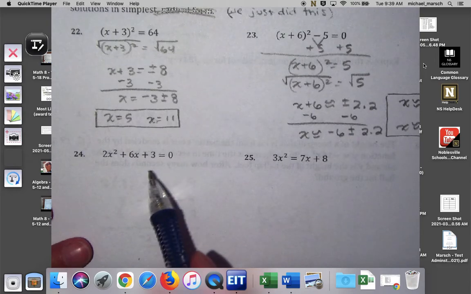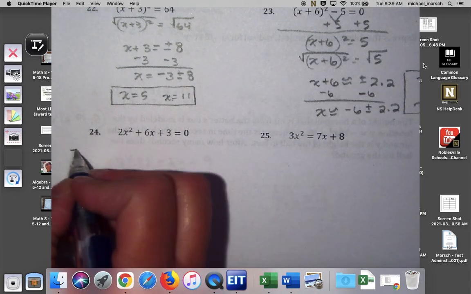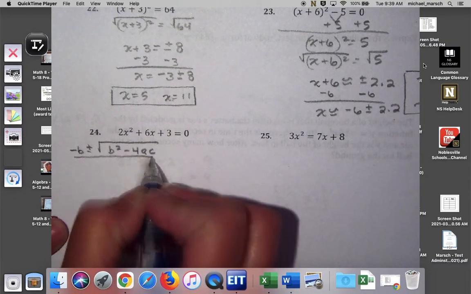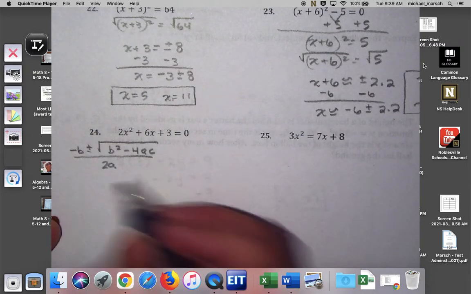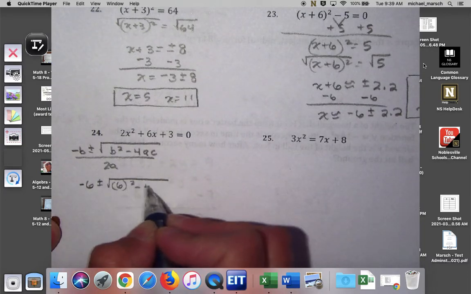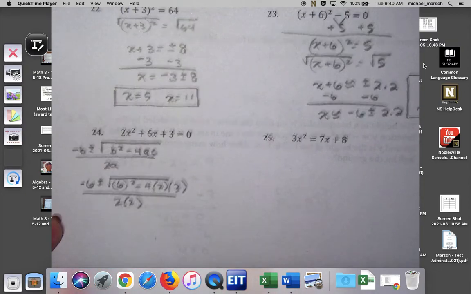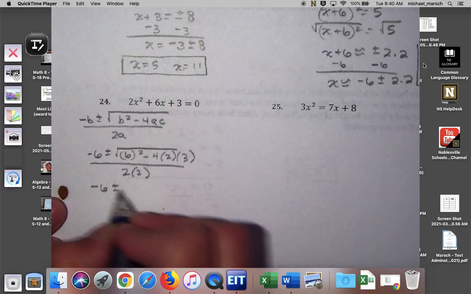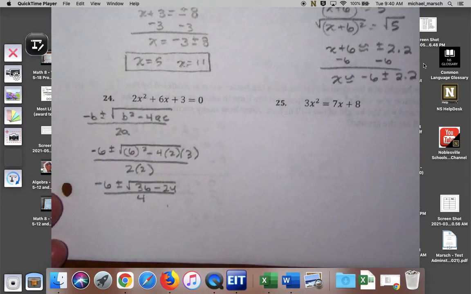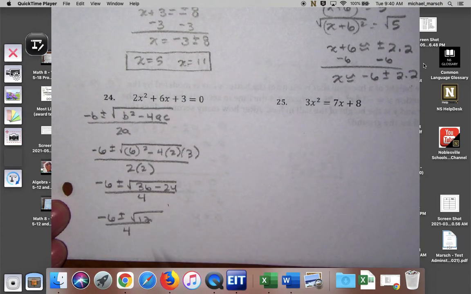All right, same thing over here. We're going to have to use the quadratic formula though. I know you're excited. Okay, so we have opposite b plus or minus the square root of b squared minus 4ac, all over 2a. So I've got negative 6 plus or minus the square root of 6 squared minus 4 times 2 times 3, all over 2 times 2. So now I have negative 6 plus or minus the square root of 36 minus 24 over 4, negative 6 plus or minus the square root of 12 divided by 4.